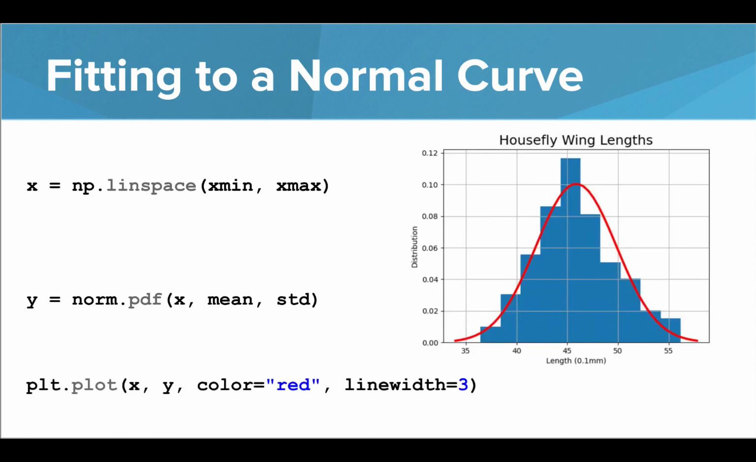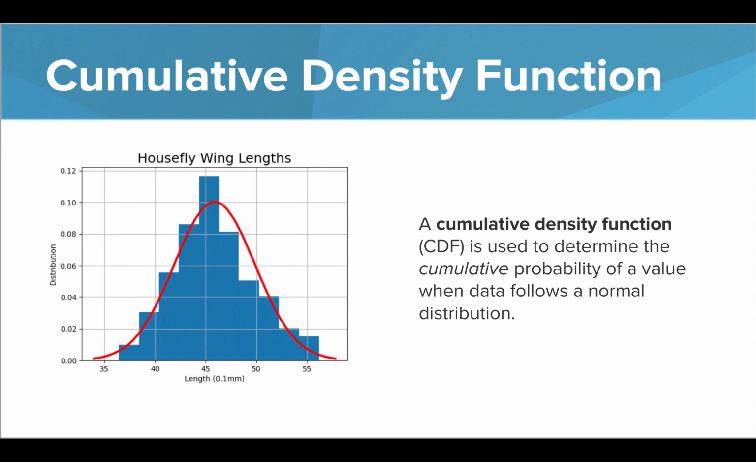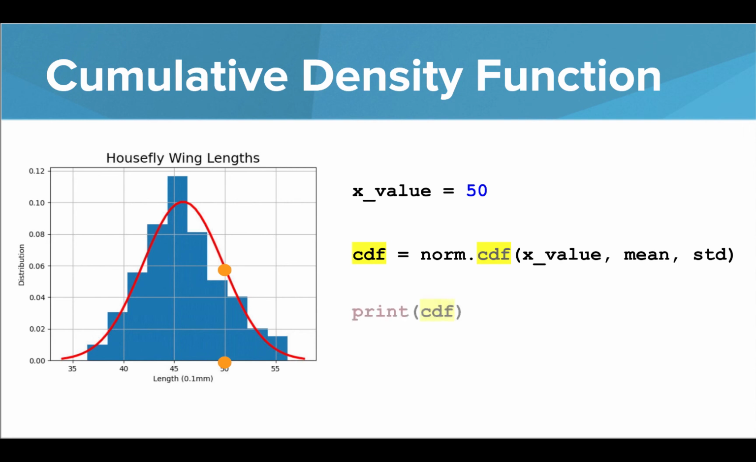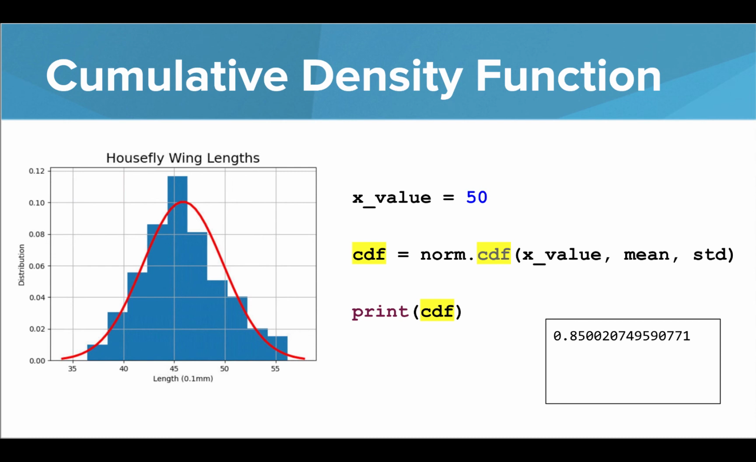There it is. SciPy includes a cumulative density function as well that we may find useful in our data analysis. This function adds up all of the probabilities that come before a value. Let's take a look at how we can use this function. Let's start with an x value of 50. The PDF would give us the point on the curve that corresponds with this value. But if we use the norm.cdf function, as shown, it will tell us that about 85% of scores are less than 50. Well, that's definitely helpful.